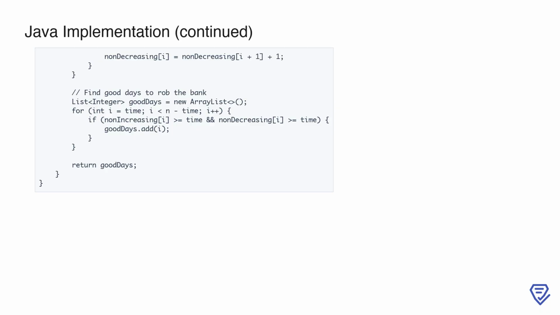We iterate through the days, starting from time and ending at end time. For each day, we check if the values in the non-increasing and non-decreasing arrays at that index meet or exceed the time threshold. If both conditions are satisfied, the day is added to the good days list. Finally, once all potential good days are evaluated, the method returns the list of these days. This approach ensures that we efficiently find all valid days without redundantly checking conditions for every possible day.